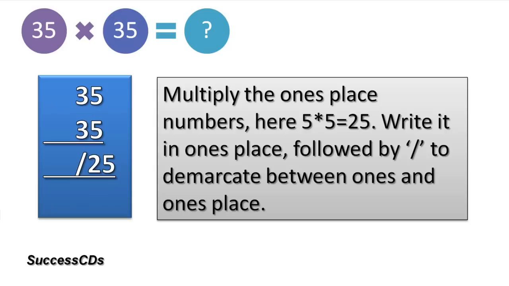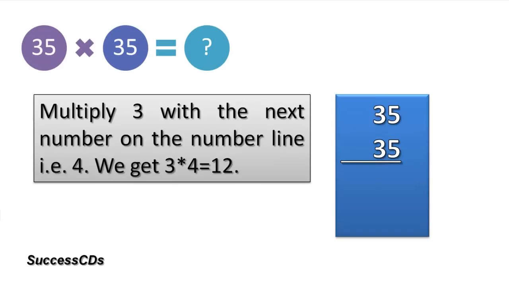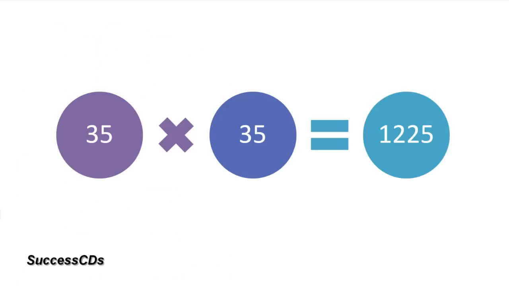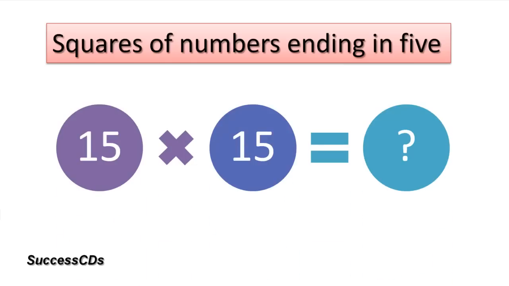We will write 25 in the ones place and follow it by a slash to demarcate between the ones place and the tens place. The next step is we will multiply 3, that is the tens place number, with the next number on the number line. So the number which comes after 3 in the number line is 4. 3 multiplied by 4 gives us 12. So the answer, square of 35 is 1225.